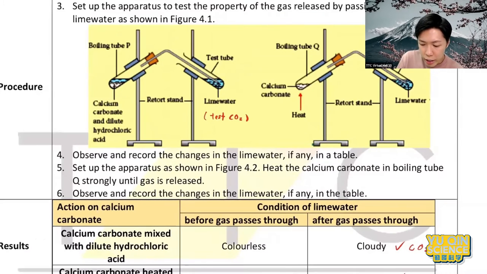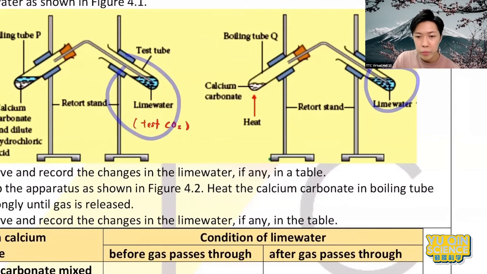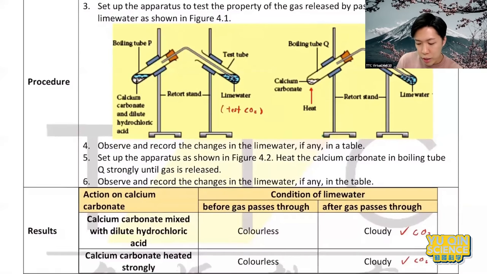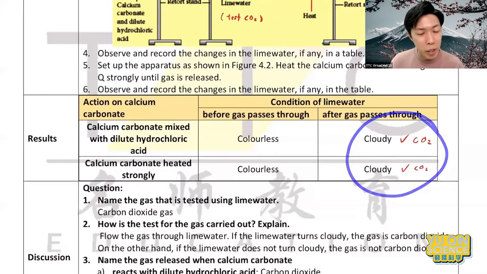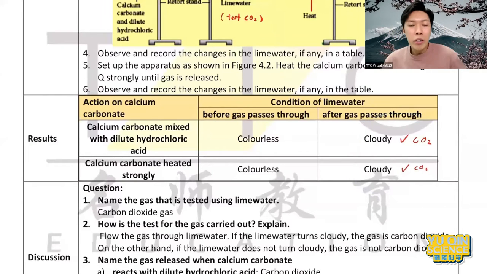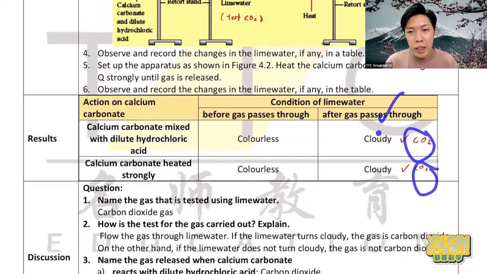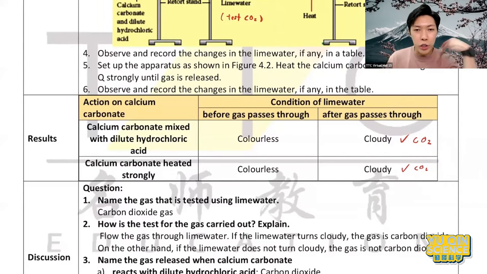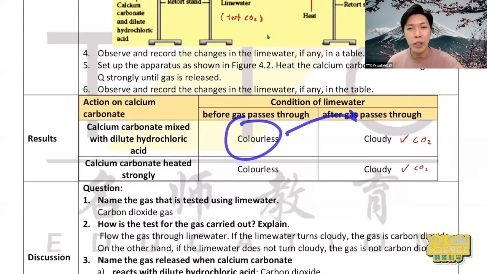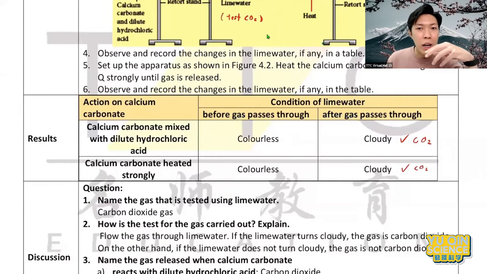Then on the right side, we have lime water. Lime water is to test the presence of CO2, if you remember. But if you don't, try to remember it now. If there is CO2, it is released and then the lime water turns cloudy. Lime water is originally colorless, so no color, but it turns cloudy. That's the proof that we have carbon dioxide.